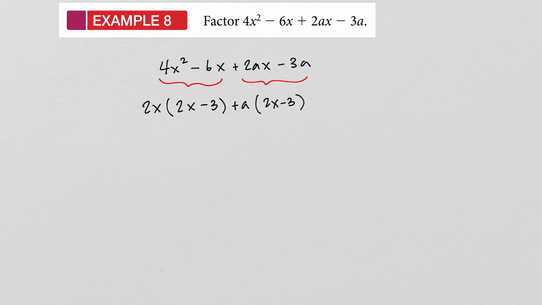So this is a success because notice that you have 2x minus 3 written twice here. Now this polynomial has essentially 2 terms. You have this term here and this term here. And out of those 2 terms, they have a common factor of 2x minus 3. So I'm going to pull that out, and then what I have left over is simply 2x plus a. And that's it.